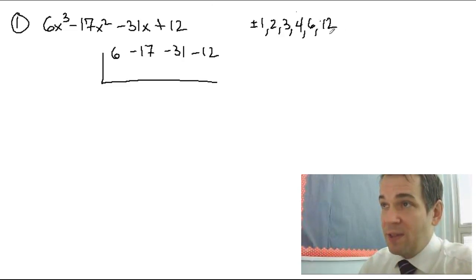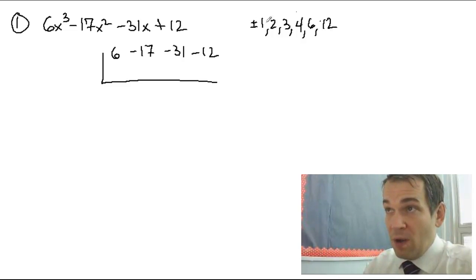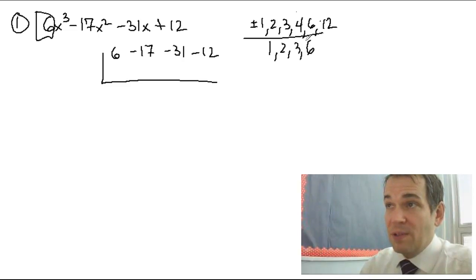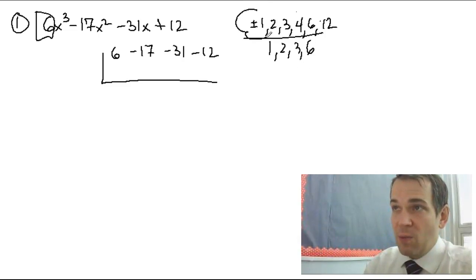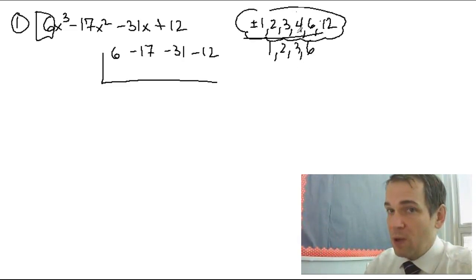If I try all of these and none of these work, then I can start thinking about fractions that have one of these numbers as a numerator and a factor of 6 as a denominator. So I could also start to consider numbers like 4/3 or 2/3 or 1/2. But let's start with the easy ones and just work with the numbers that go into 12 evenly.